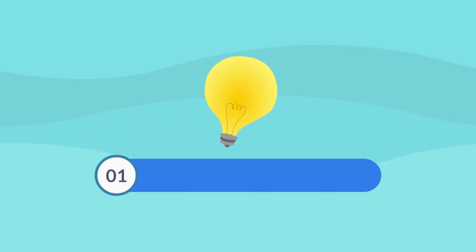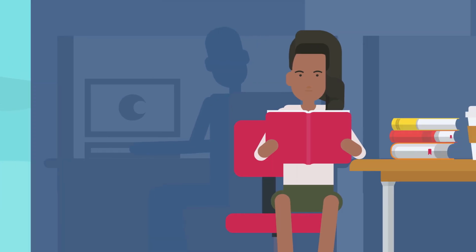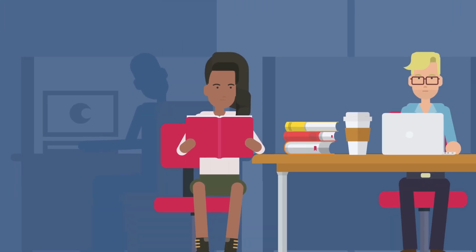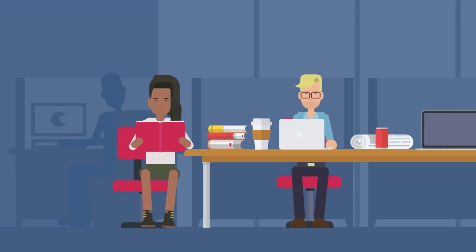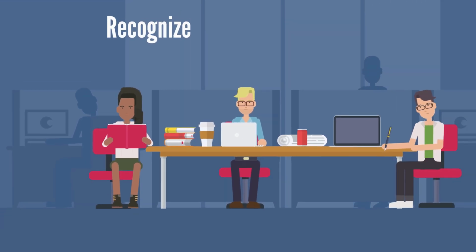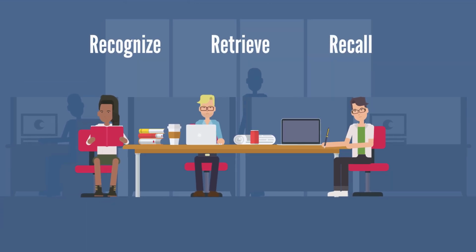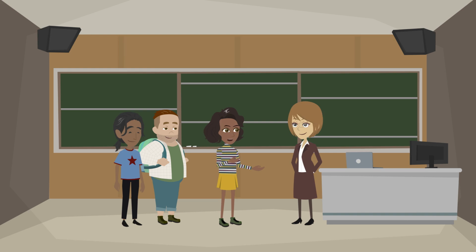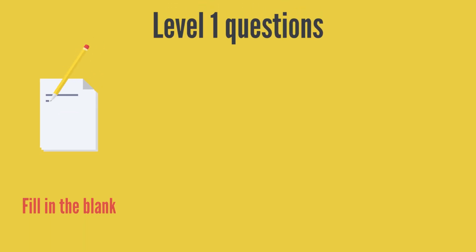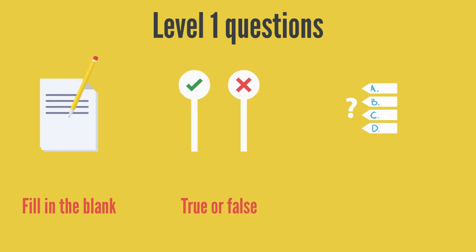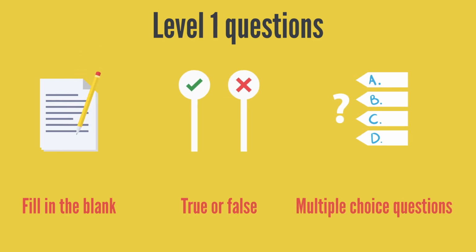Number 1. Remembering. This is the most basic level of Bloom's taxonomy, in which the main task for the student is to recognize, retrieve, or recall relevant material or knowledge. The expectation teachers often have is that students are familiar enough with the material to define a term. Most of the time, Level 1 questions show up as fill-in-the-blank, true or false, or multiple choice questions.